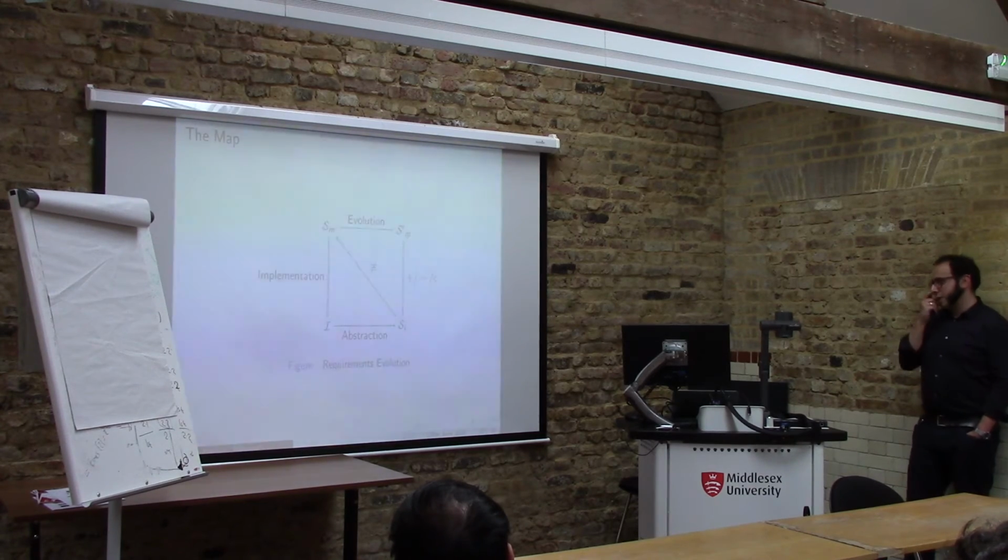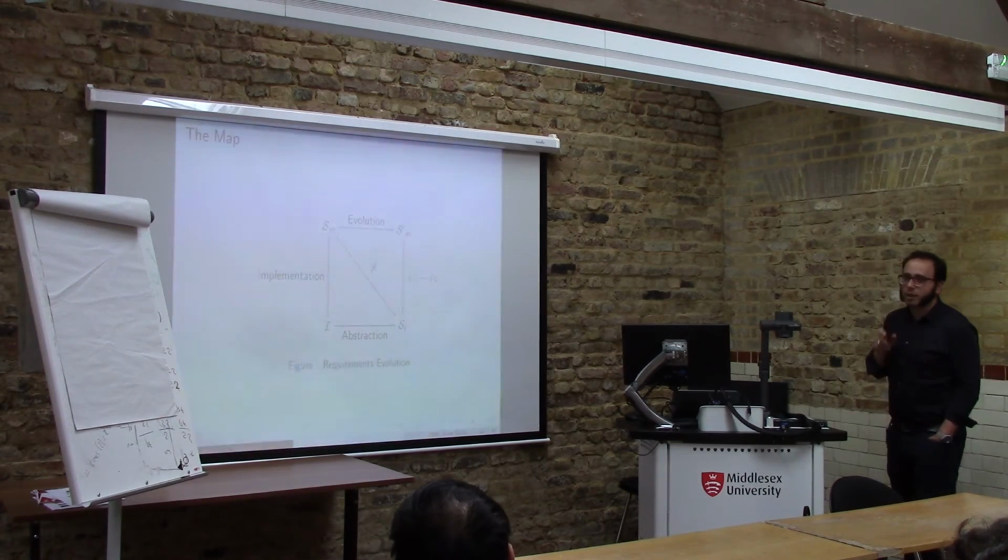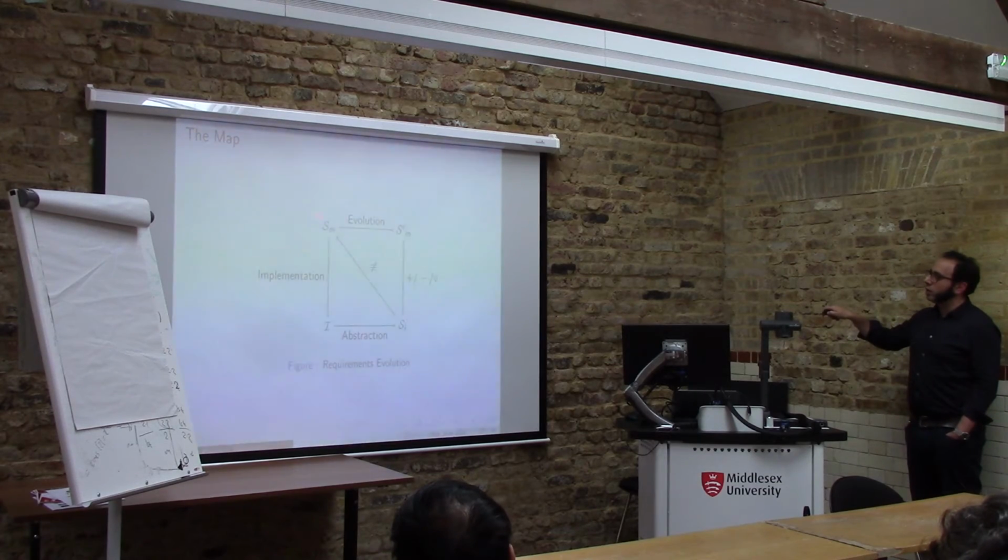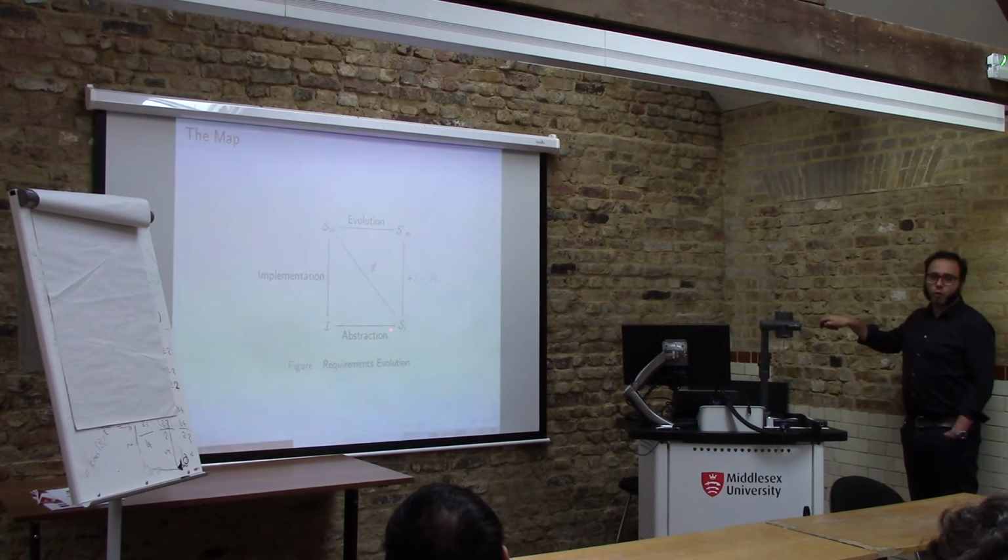So let me show you this, which should make things a little bit clearer. We start in the top left corner where we have a set of formulas, and then we look at some implementation of it. This implementation is meant to be as faithful as possible to SM, and then we abstract from this implementation some new sets of formulas that are the specifications that the implementation actually satisfies.